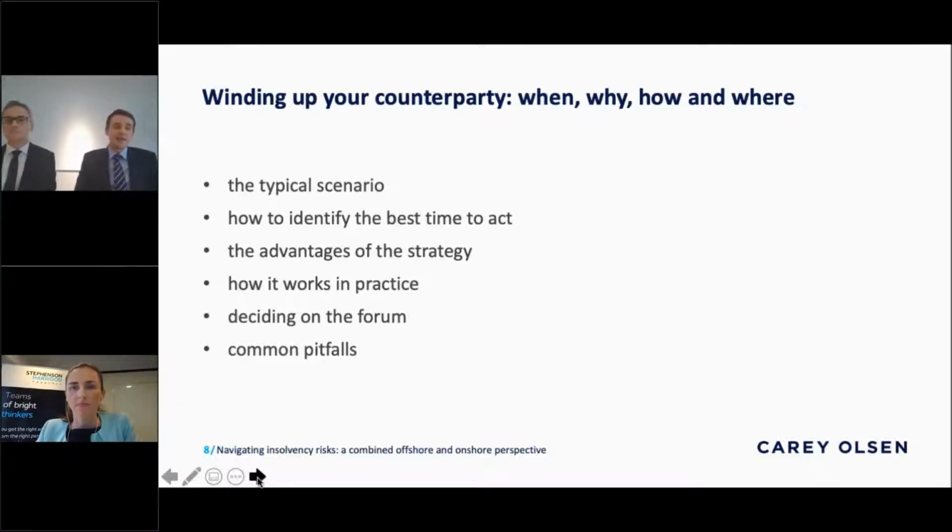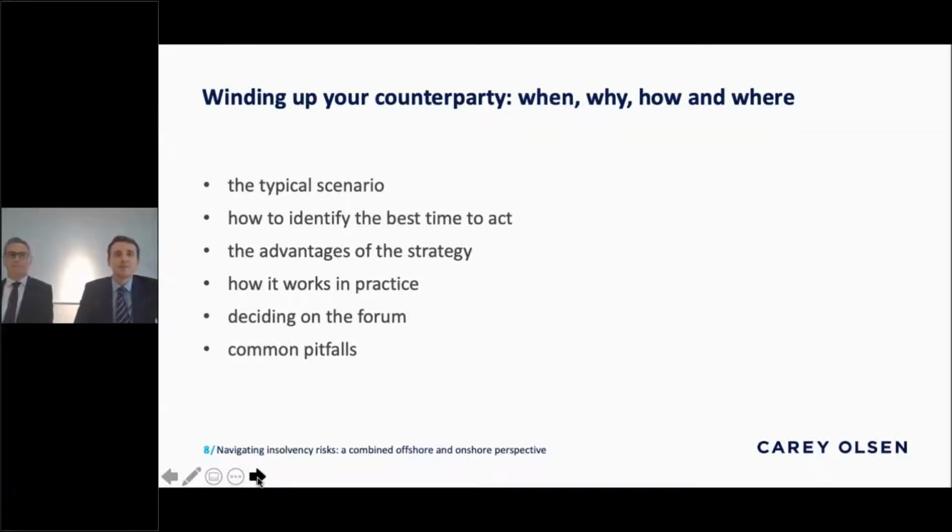So just moving on then, if receiverships aren't for you, if you fancy a completely different strategy, I'll deal very briefly with the concept of winding up your counterparty. This is something Eloise is going to be talking a little bit more about in her session. The typical scenario is pretty similar in that you have a defaulting counterparty. This time you think they're probably insolvent, and we'll use that term very loosely, insolvent within the terms of the relevant jurisdictions.